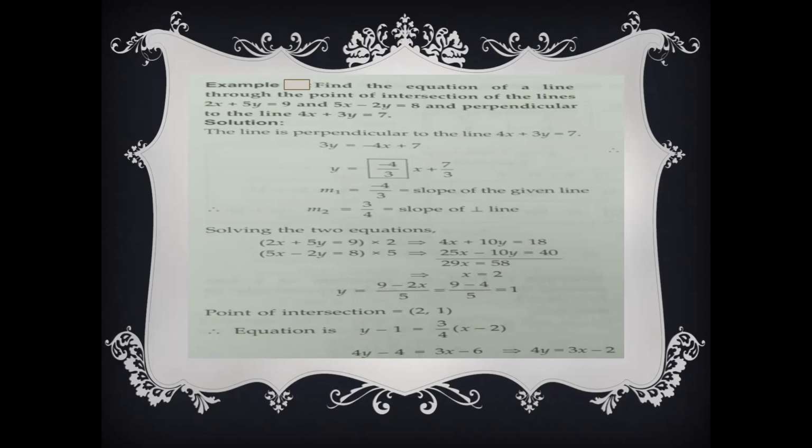Okay, next question says, example: find the equation of a line through the point of intersection of the lines 2x plus 5y and 5x minus 2y equal to 8. So now यहाँ पर दो lines दिए हैं और इनका point of intersection will be the point from where the line is passing. First condition is this, and perpendicular to the given line 4x plus 3y और इस line के perpendicular है. So now we don't have a point, we don't have a slope. दोनों के लिए they have given two separate conditions. तो हमको दोनों को solve करना है एक एक करके.